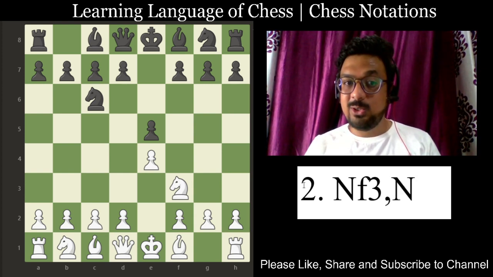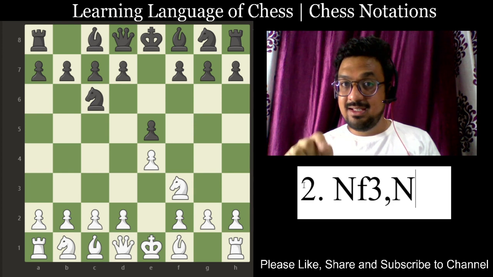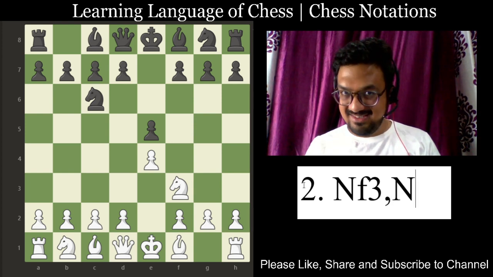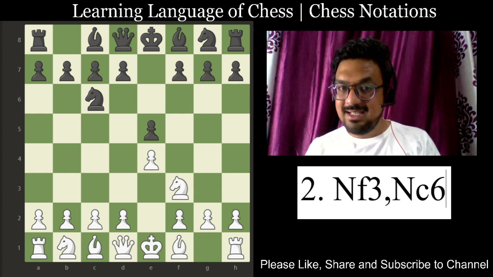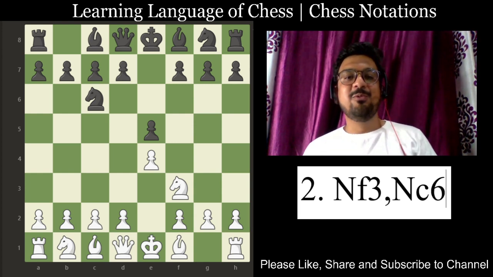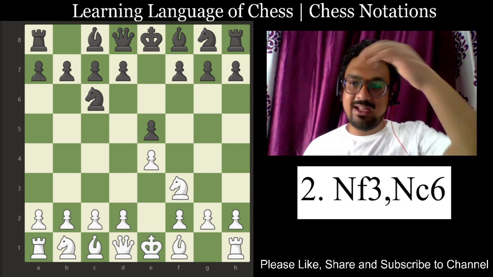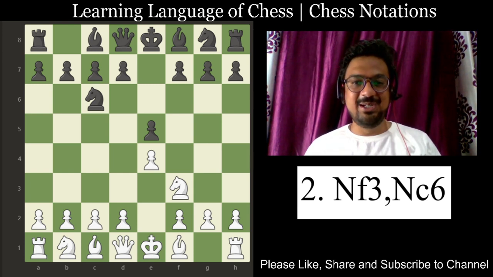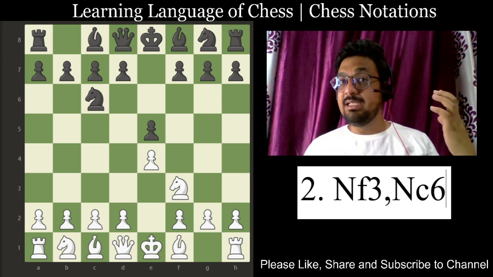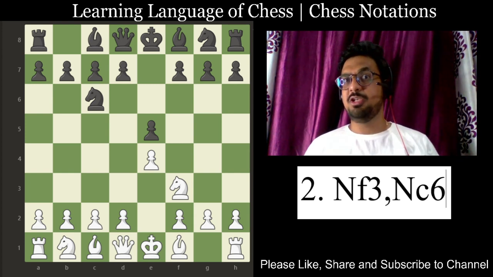And where has Black's knight moved to? Black's knight has gone to N and the file C. Very good. And the rank is 6th. NC6. Very good. I think you all are learning so fast. I can really sense that through this video. Okay, very nice. So now that we have learned how to write the game, now comes the question.